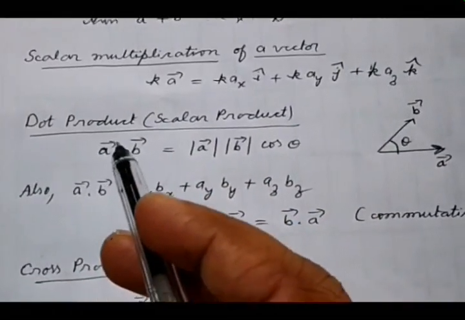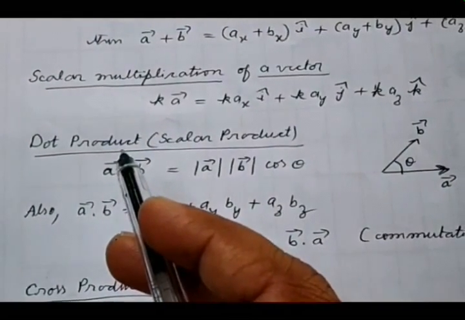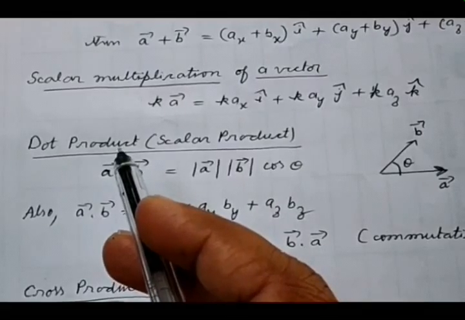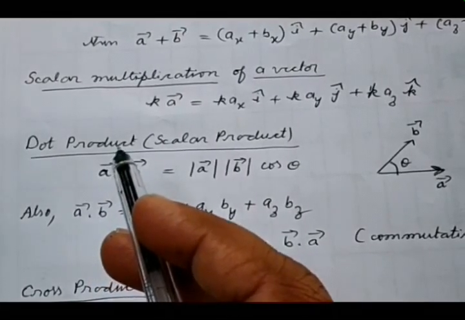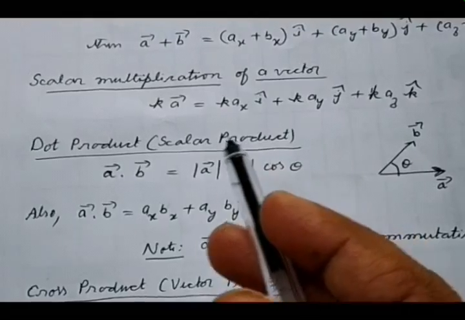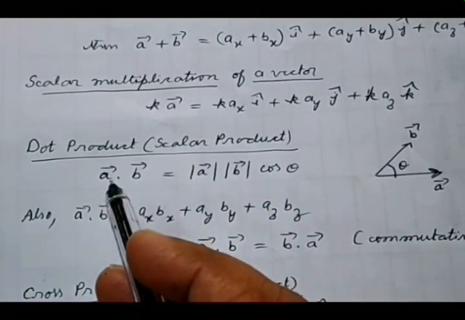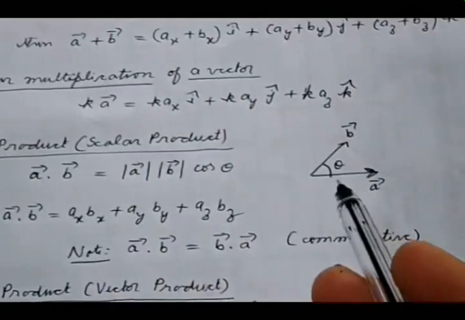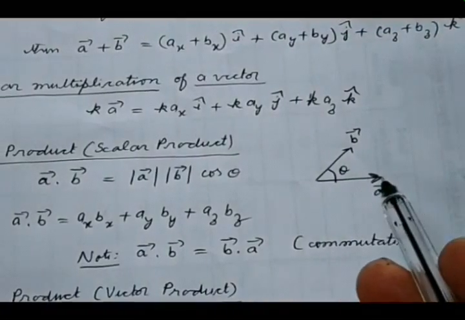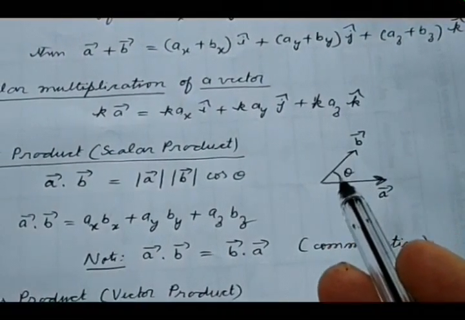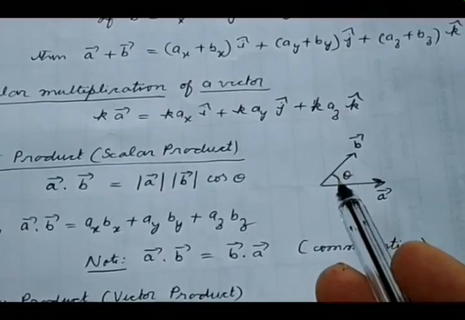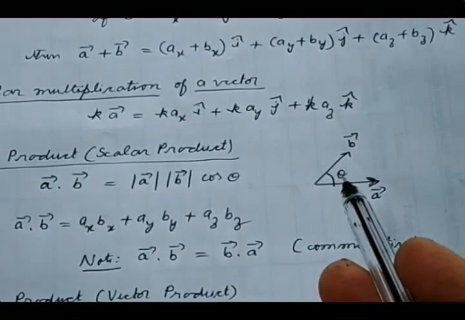Now let us see another operation that is done using the vectors, that is called the dot product or scalar product. So let's consider two vectors A bar and B bar like here shown. So I have two vectors A bar and B bar, and there is a certain angle between the two vectors, let's say theta.